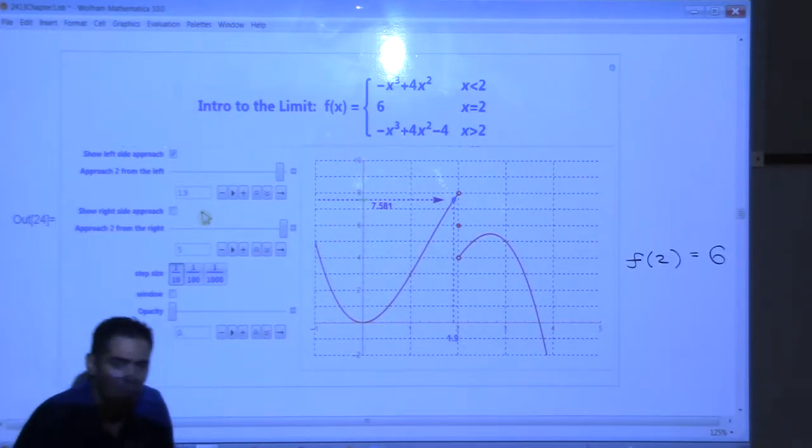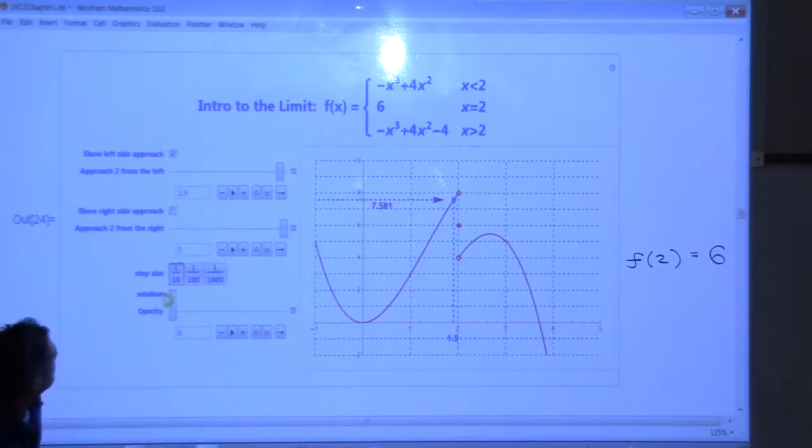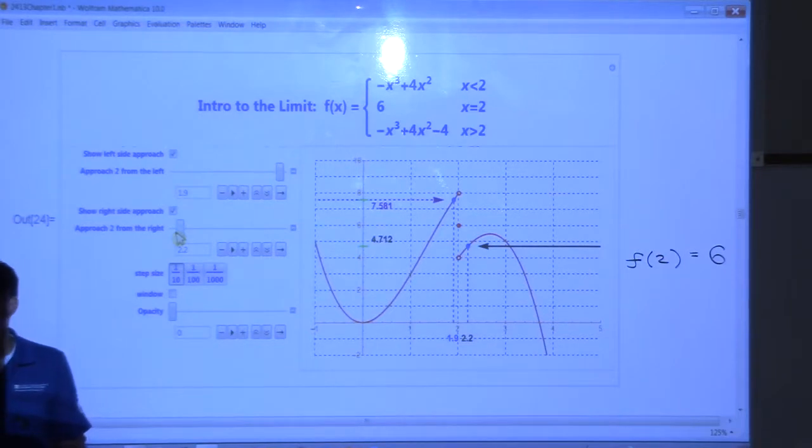Arturo? Okay, from the right, what do we got? Gets closer to 4, right? Everyone agree? So, 4, we got 4 from the right, right? We got 8 from the left, right? That's what you did? Okay, there we go.